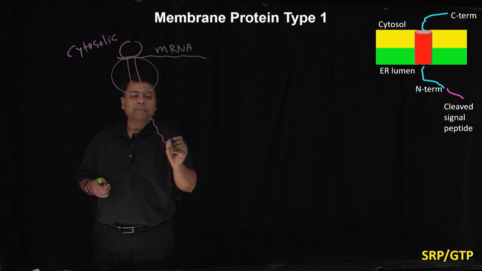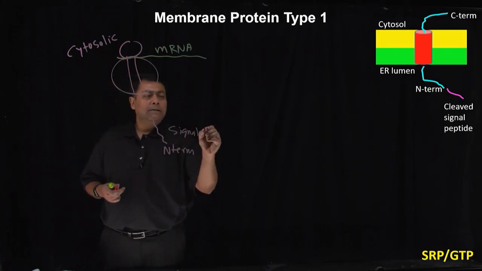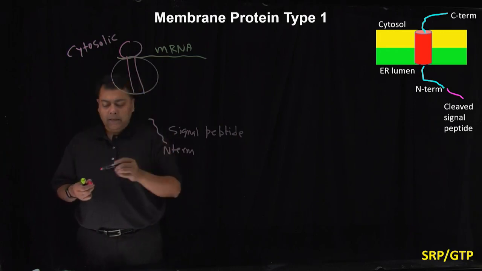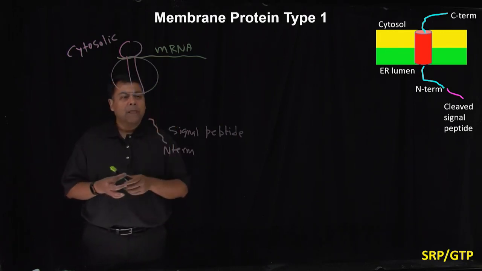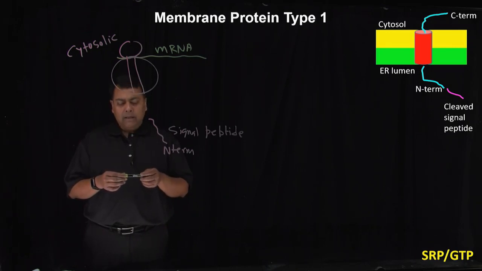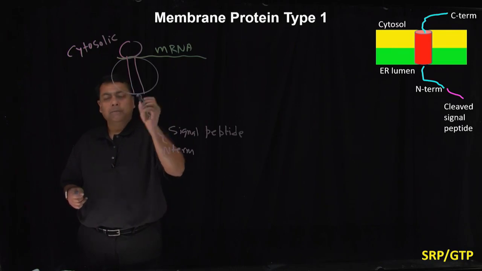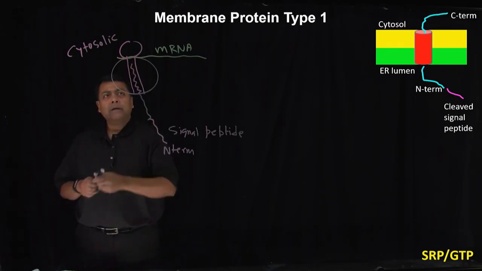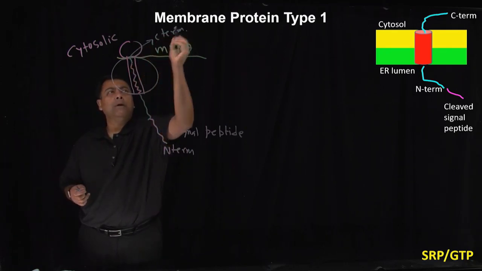The first thing that comes out right here is the N-terminal of the protein. This is the signal sequence, or the signal peptide. It is a few amino acids with a certain sequence, and this is the first thing that comes out. This will be followed by the rest of the protein, and of course this will be the C-terminal of the protein, which will come out last.